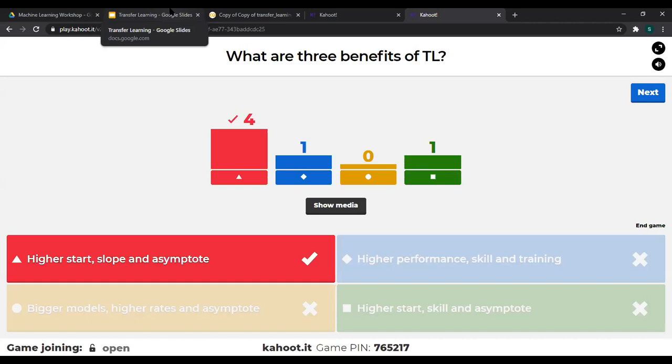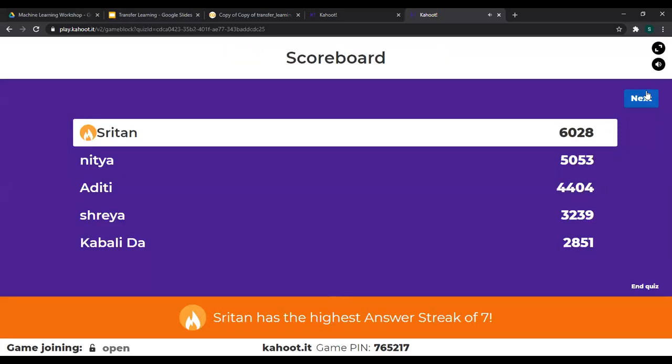It doesn't matter whether your models are big or small for TL. It matters mostly about the success and accuracy: the higher start, higher slope, and higher asymptote. And it doesn't matter about higher rates either. Good job, Shritan. Yes, the highest answer is rate of 7.